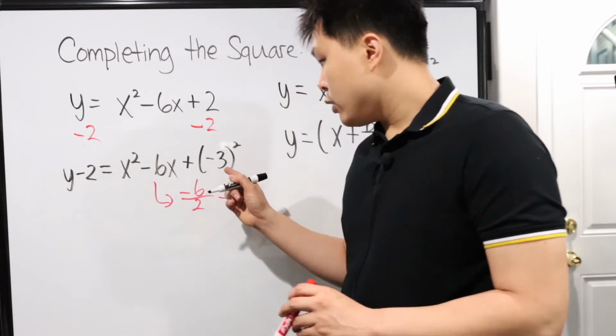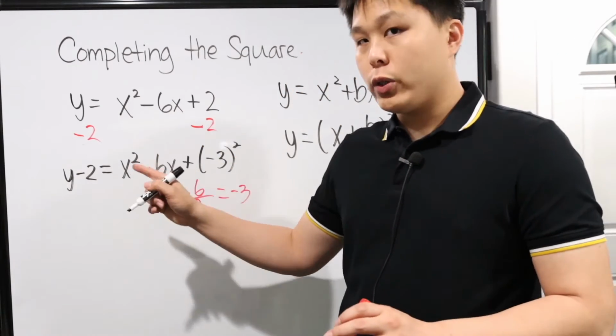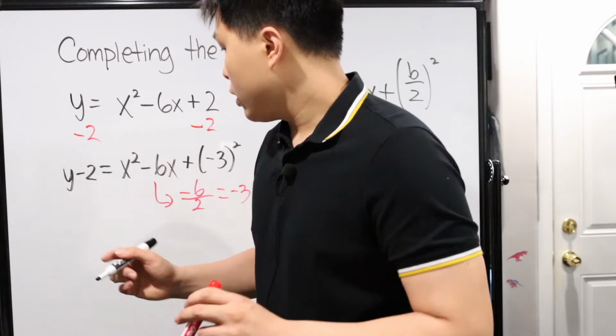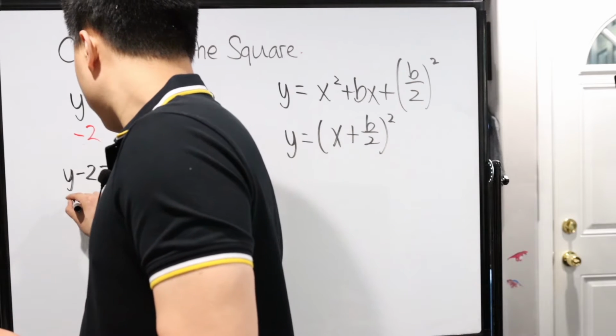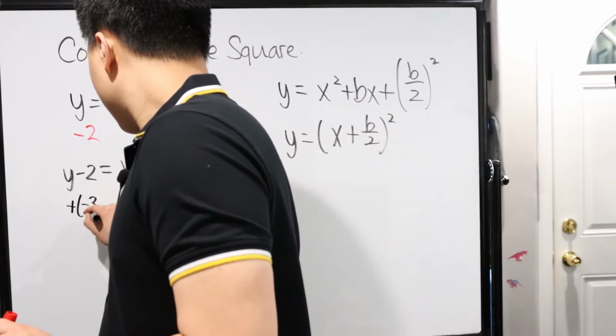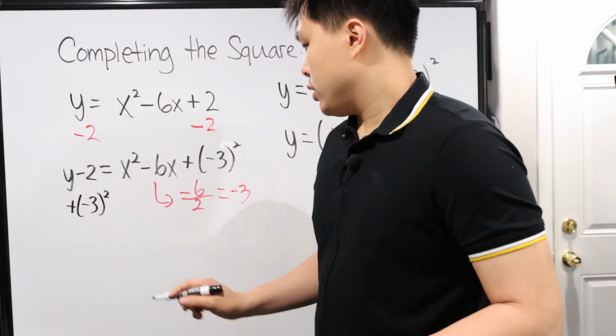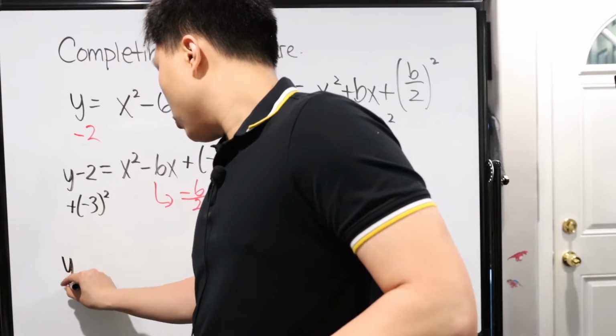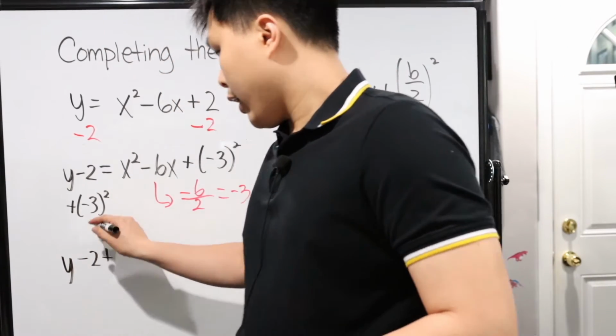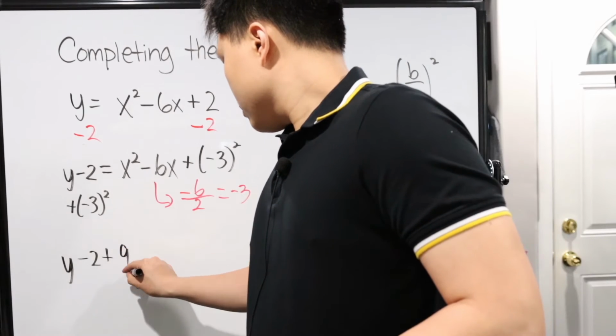I can't just randomly create and add numbers without doing it to the other side, or the equal sign won't hold. So this is going to be plus a negative 3 squared. Great, so let's just continue. This side is just going to be y minus 2 plus negative 3 squared, which is just 9.